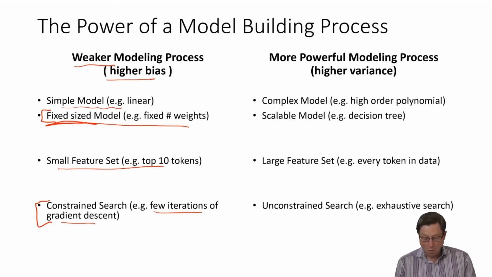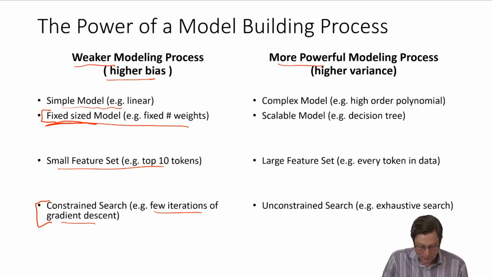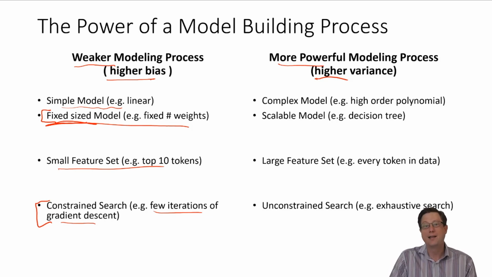Now, a more powerful modeling process is what you'd want to use if you're willing to take more variance errors in exchange for having fewer bias errors. And so if you think you're in the place where your bias is killing you, you could use a more complex model. In our previous example, it was higher and higher order polynomials, but this could be decision trees or boosted trees or neural networks with more neural network structure, or even adding more features.